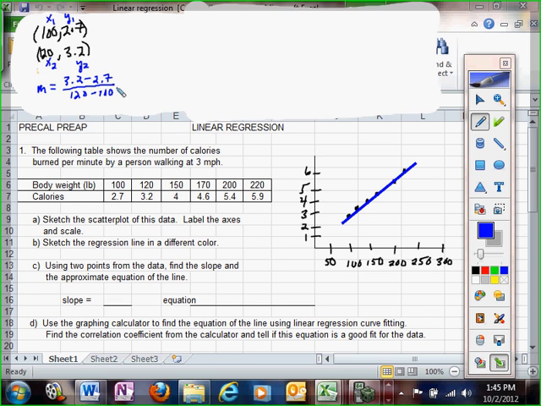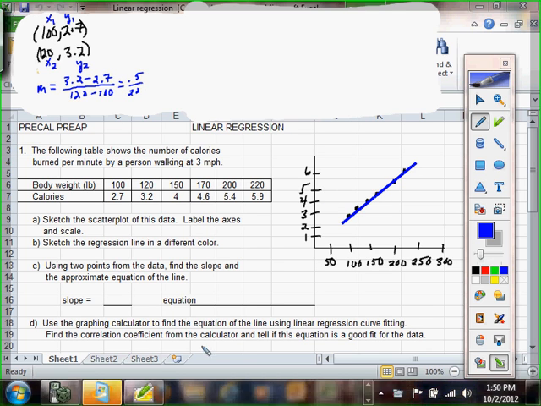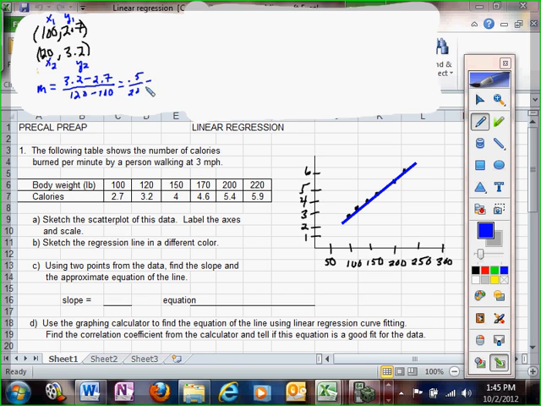So 3.2 minus 2.7 is 0.5 or 1/2. And then 120 minus 100 is 20. And so 0.5 divided by 20 is 0.025. So that's m, my slope.